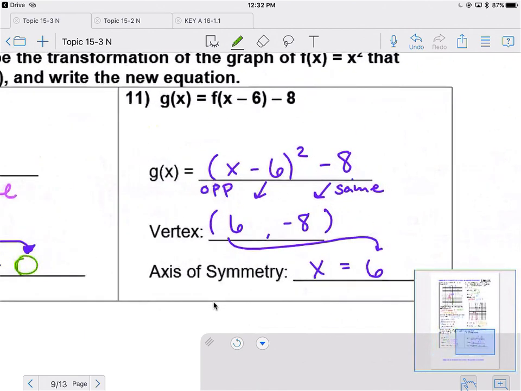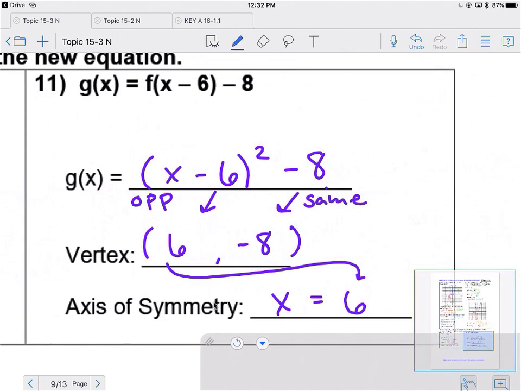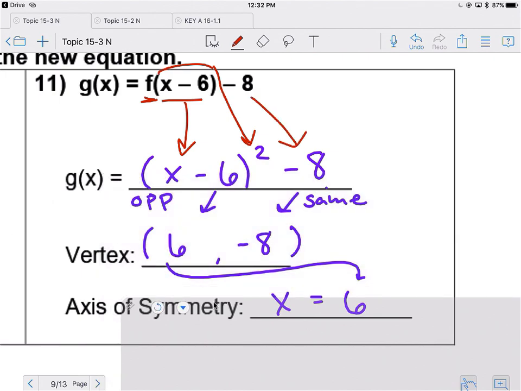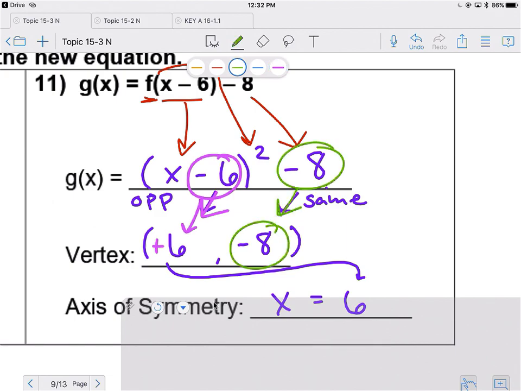So problem 11 has been done for us, but make sure you're really paying attention because this is what you're going to do on your assignment. Instead of the f, we have parentheses, so I bring my parentheses down, the f turns into a squared, and I bring the minus 8 down. To find my vertex, it is always the opposite sign, so negative 6 turns into a positive 6. It is always the same as my y, so negative 8 is negative 8. So your vertex comes straight from the opposite number inside the parentheses and the same number that follows the parentheses.